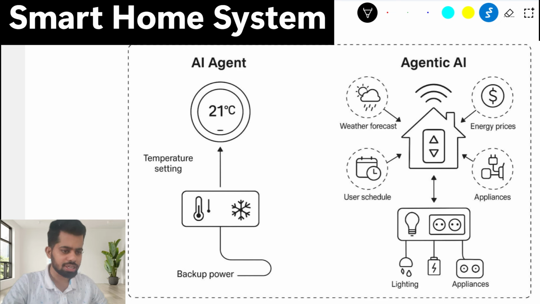In contrast, the right-hand side illustrates an agentic AI system embedded in a smart home ecosystem. Here, multiple specialized agents interact with each other to manage multiple aspects like weather forecasting, daily scheduling, energy pricing optimization, security monitoring, and backup power activation. This figure embodies the transition in architecture and functionality from task-specific automation to adaptive and orchestrated intelligence.